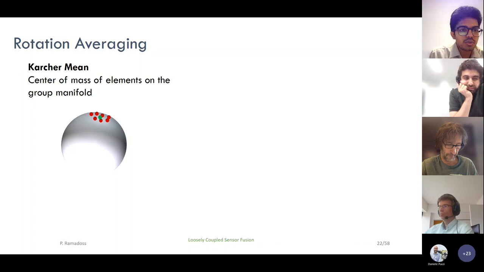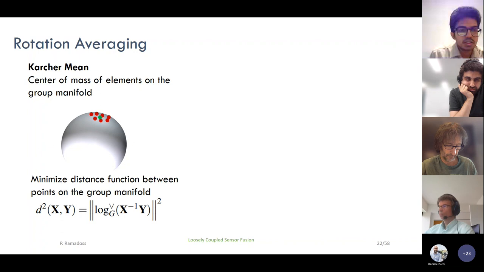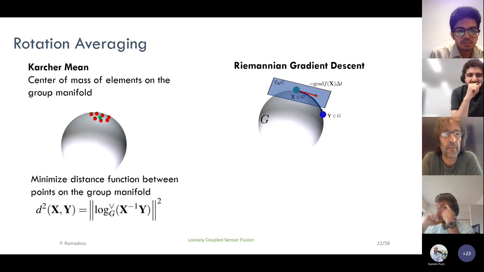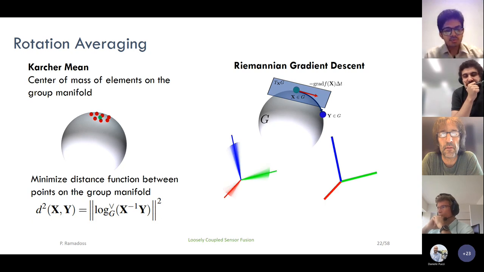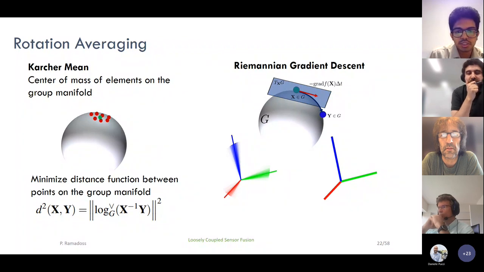We use a notion of Karcher mean, which computes the center of mass of elements on the group manifold. This is done by minimizing a distance function between points on the group manifold, and the distance function is given by the norm of the logarithm of the rotation error. The minimization becomes a Riemannian gradient descent, and here we see 100 samples of a perturbed rotation, and the mean is given by the thin long axis on the left, and the output of the rotation averaging is seen on the right, which resembles the mean rotation.